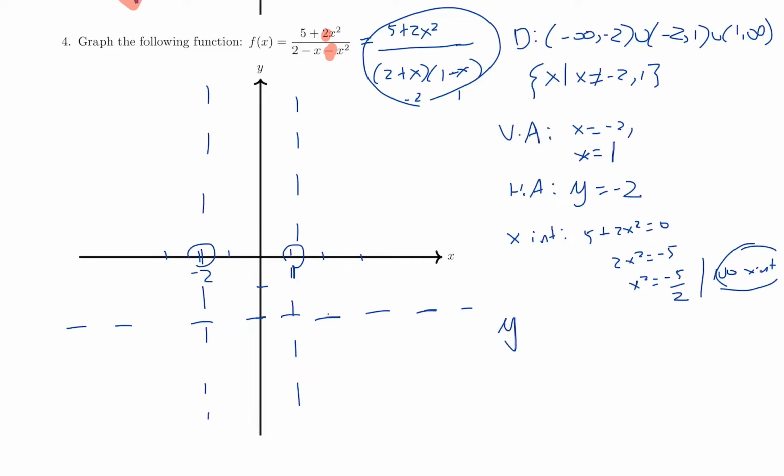How do you find the y-intercept? Just plug in 0, f of 0. And if you plug in f of 0, you get 5/2. So 0, 5/2. Again, I'm just plugging 0 in for x. 5/2 is a little bigger than 2, so somewhere here.